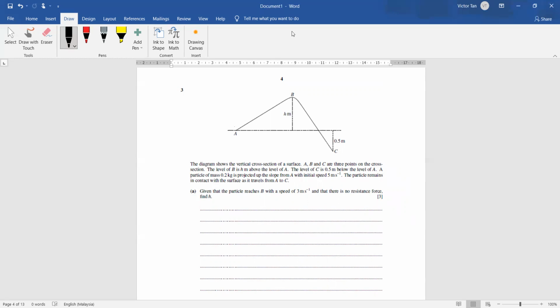So the particle here goes up with 5 meters per second. Okay. So the loss in kinetic energy will be the gain in potential energy. So half m, and the loss is 5 squared minus 3 squared, equals mgh. Okay, 5 squared minus 3 squared is 16. 16 over 2 is 8, equals 10h. H is 0.8 meters.